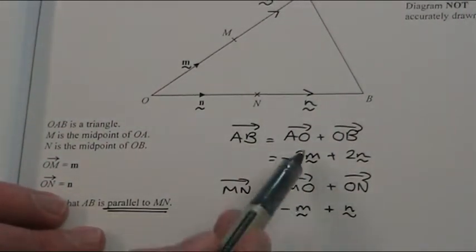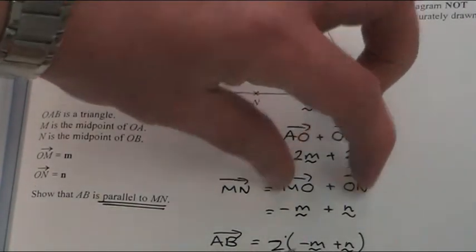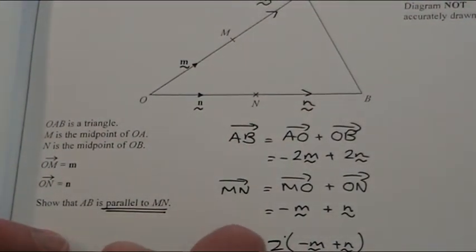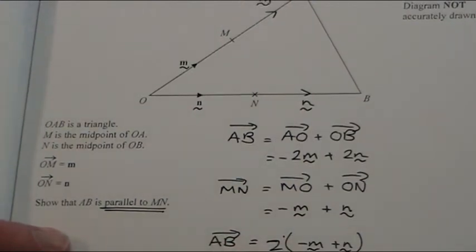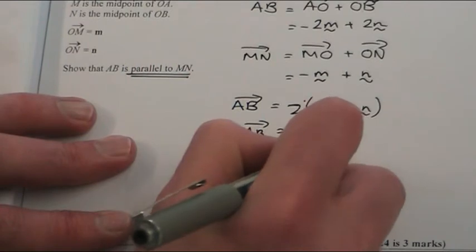Now if you look at those, you should be able to see that that doubled is that. So the easiest way to write it is saying A to B is double that. Or you could do this, you could say, if we take a 2 outside, factorising, we're showing the same vector here, but it's double. So A to B is double M to N, and therefore, sorry, you couldn't see that then, so do apologise, and therefore parallel.